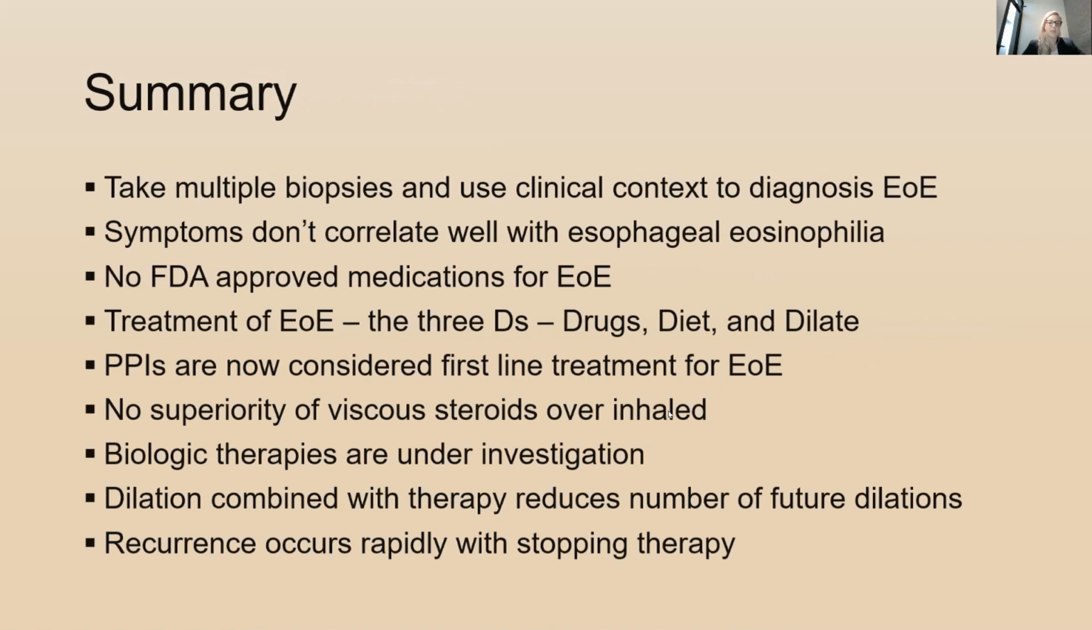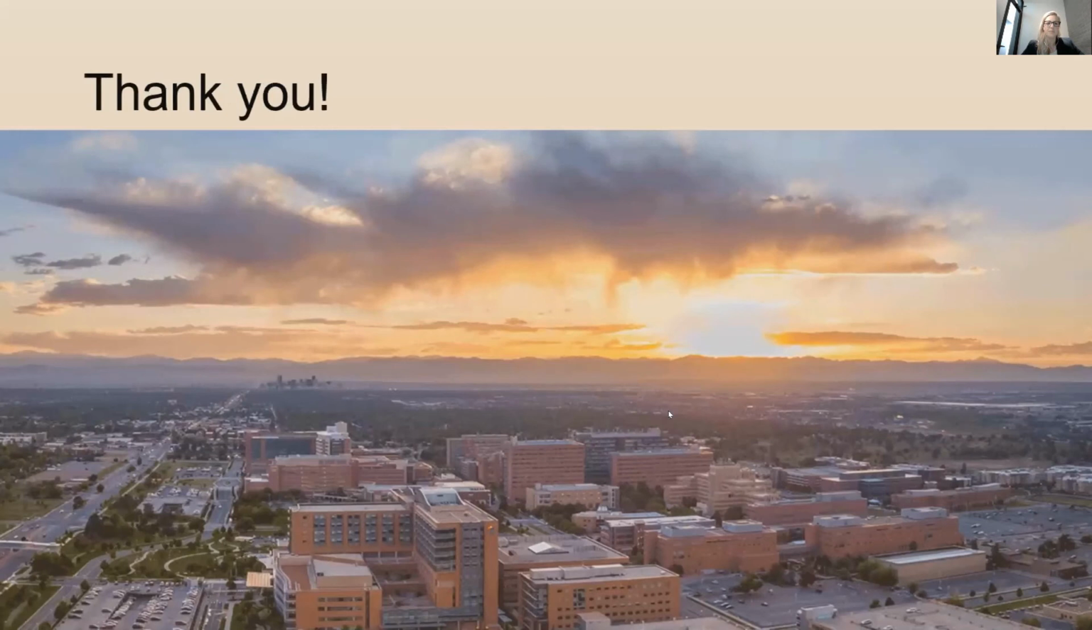So in summary, make sure to take multiple biopsies from multiple levels and use your clinical context to diagnose EoE. Know that symptoms don't correlate well with esophageal eosinophilia, that there are no FDA-approved medications for EoE currently, and the treatment of EoE includes these 3 Ds: drugs, diet, and dilation. PPIs are now considered first-line treatment for EoE. There's no superiority of viscous steroids over inhaled. Biologic therapies are still under investigation, but have shown some promising results. Dilation combined with therapy reduces the number of future dilations and risks associated with that, and recurrence occurs rapidly after stopping therapy. Thank you so much.